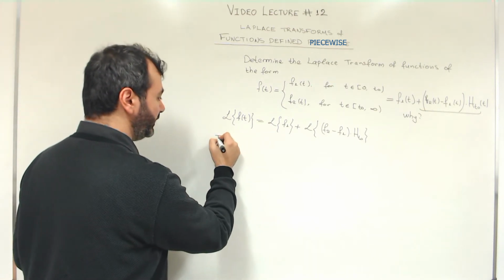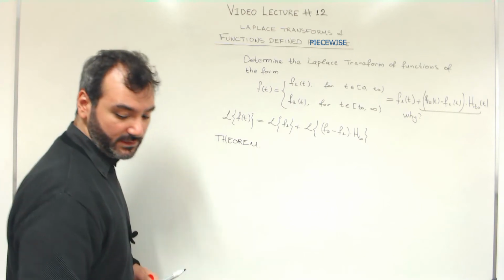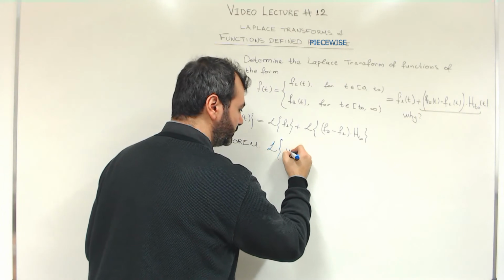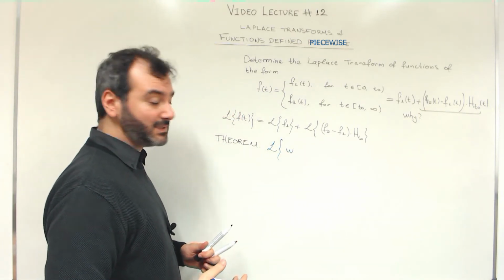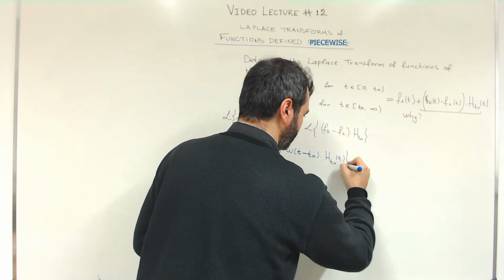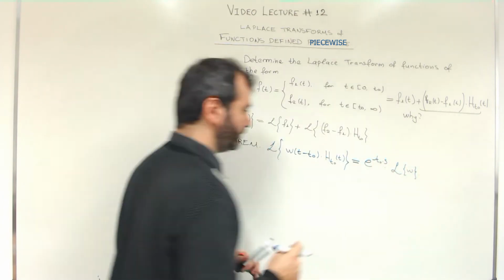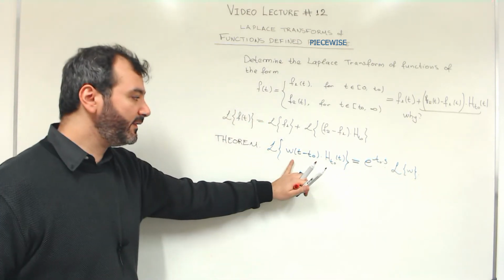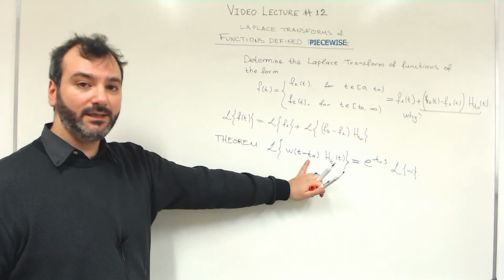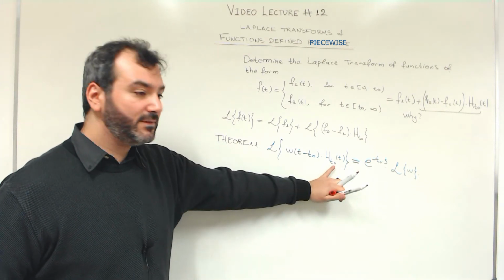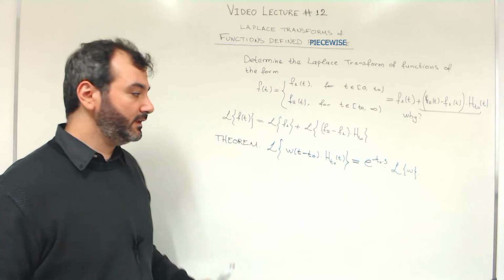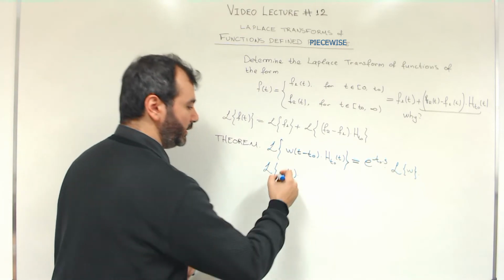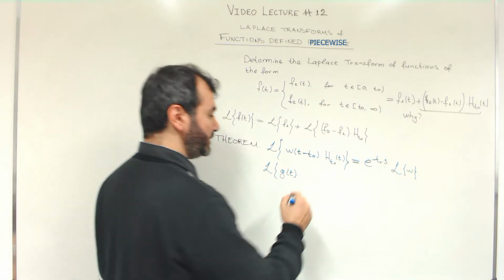And there is a very useful theorem. The theorem states the following. If we have a function w for which we know the Laplace transform, then we can find the Laplace transform of w at t minus t0 times the Heaviside function with parameter t0 at t. But what about the Laplace transform of, let's not call it w, let's say g of t times h?